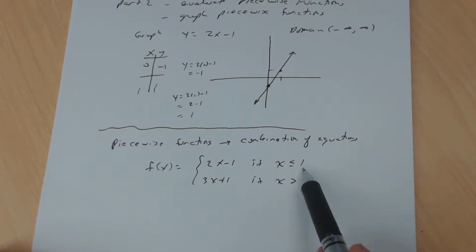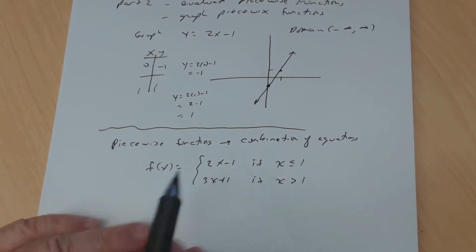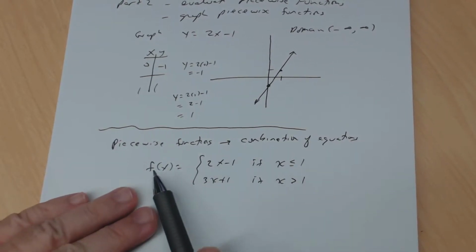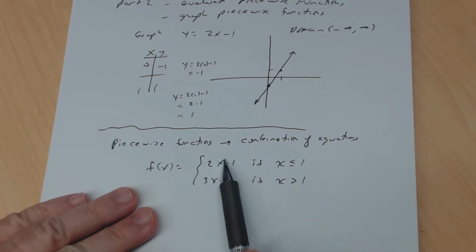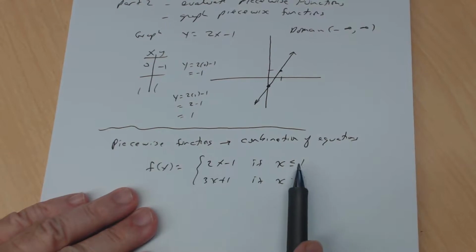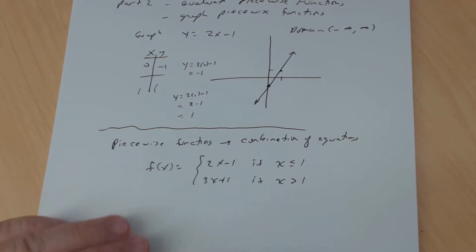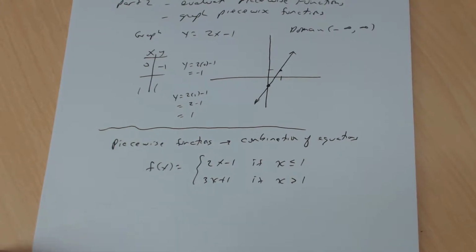Now again, these values of x will not always be the same. This could have been 1, this could have been a 3, let's say. Okay? x is greater than 3. So that's what a piecewise function looks like. This function is made up of two expressions, 2x minus 1, which I use if x is less than or equal to 1, and then 3x plus 1 if x is greater than 1. And you're going to see what the graph looks like in a little while. Okay, so that's piecewise functions.